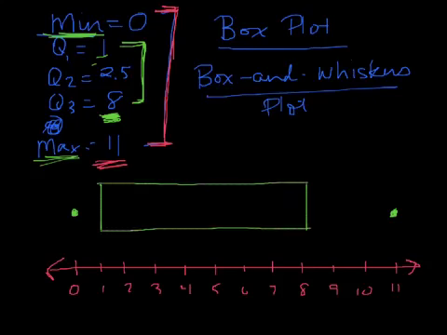And then Q2 is a line in the middle. Q2 is at 2.5, so that's about halfway between 2 and 3. So I'm going to draw a little line right here. Notice it's not symmetrical. It's not the center of the box. It's the center of your data. And then the last thing you do is connect your little dots to the box.